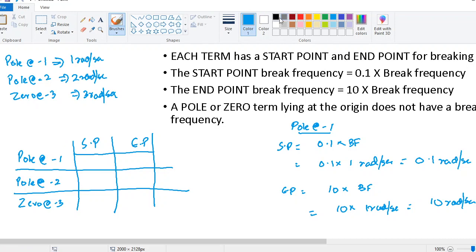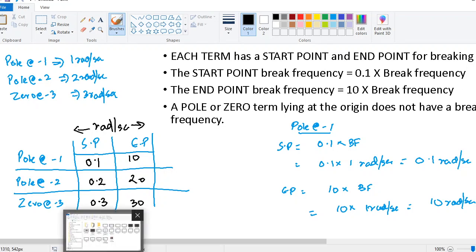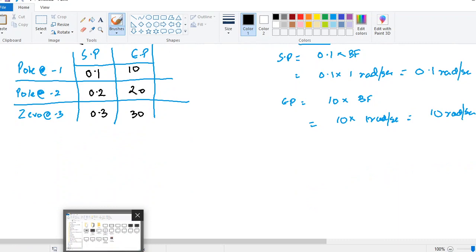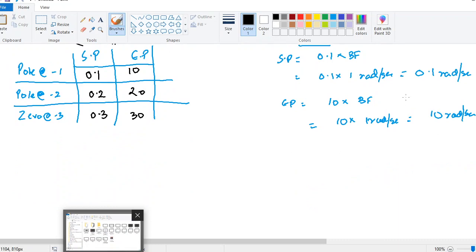Okay. Likewise, if we do it for all of them, you'll see that this is now going to be 0.1. I'm going to just say radians per second on top, so that we all know the units: 0.1 radians per second, then 10 radians per second. In this case it will be 0.2 radians per second and 20, and over here it will be 0.3 and 30. Now based on this info, we are now going to create the slope table, right?